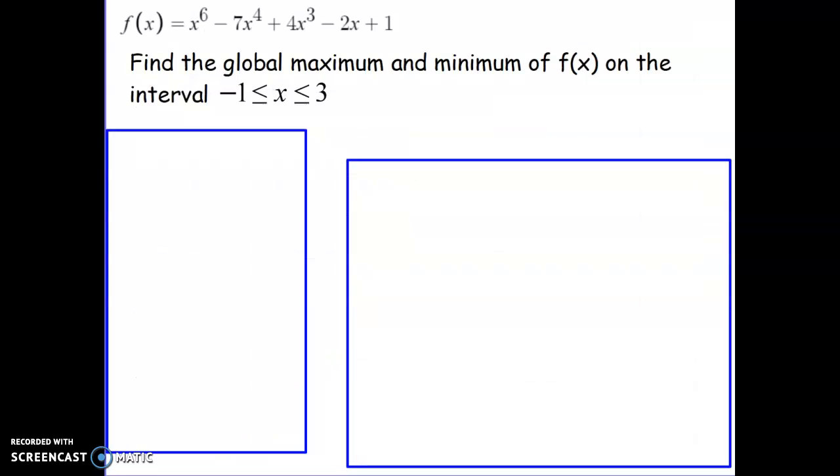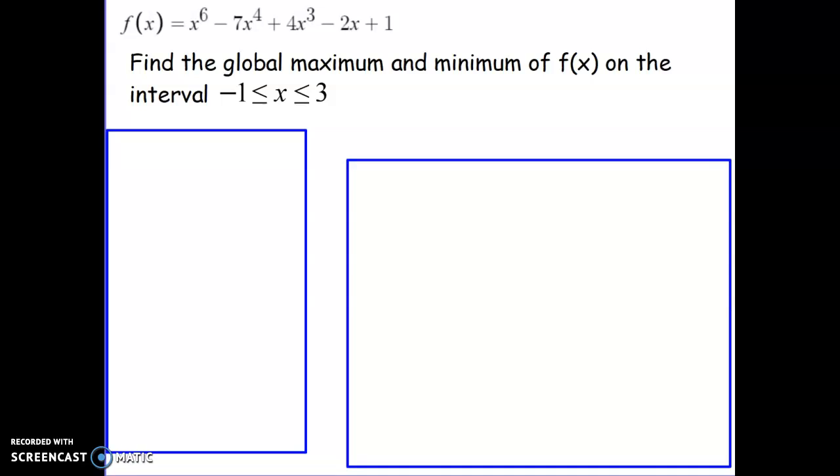All right, we have one last problem that I want to look at with you. Suppose we have f of x equals x^6 minus 7x^4 plus 4x^3 minus 2x plus 1, and I am asked to find the global maximum and minimum.